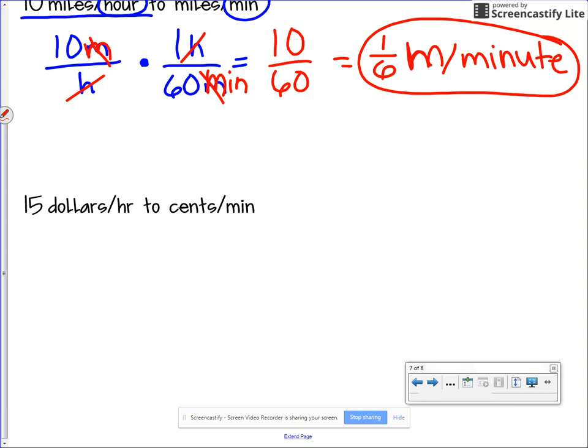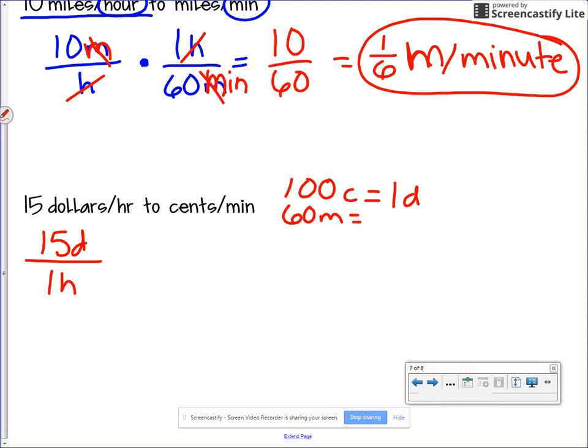All right, let's check it through. We have $15 for 1 hour. We want that to be in cents. Our converting factor, there are 100 cents in $1. And there's also 60 minutes in an hour. This is that super, super tricky one that we worked on at the end of class yesterday. And I have that video for you to refer to.